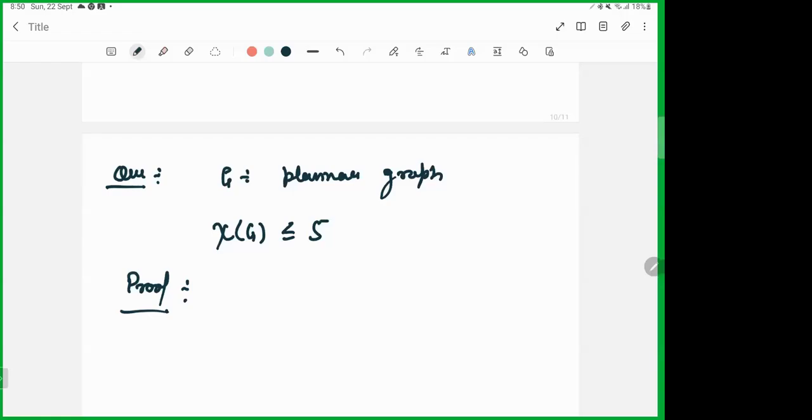In the previous section we proved that there is a vertex of degree at most 5, right? Yes. There will be a vertex whose degree is at most 5.